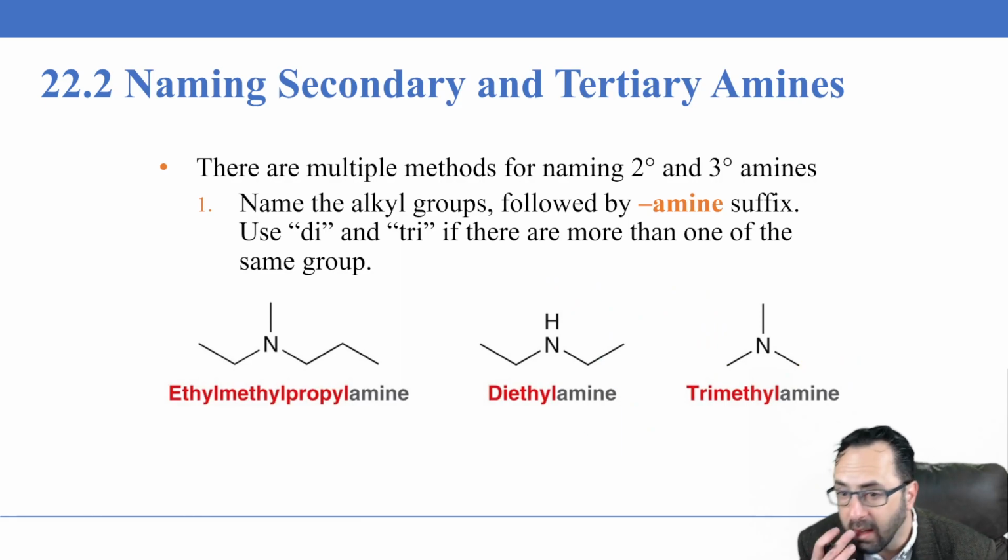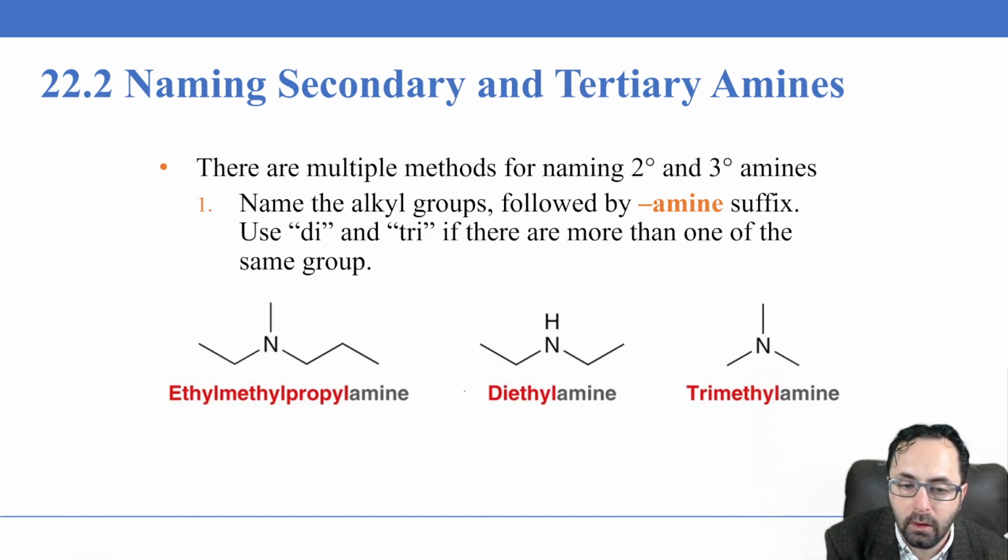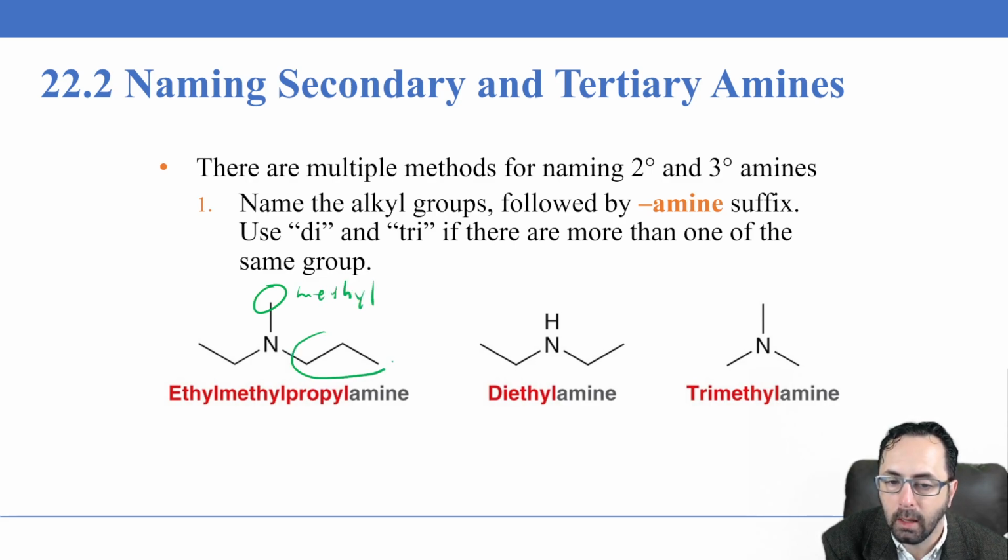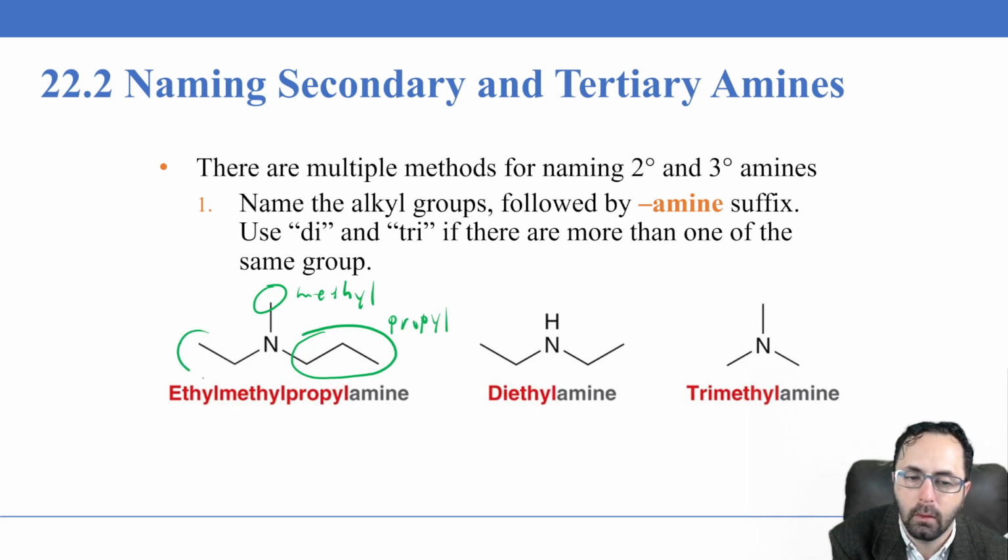In terms of secondary and tertiary amines, there are also multiple ways for naming those. For example, very commonly for simple secondary and tertiary amines, what will be done is to simply name the substituents and list them in alphabetical order. So here for this tertiary amine, we have 3 substituents. We have a methyl one. We have here a propyl with 3 carbons. And here we have an ethyl group with 2 carbons.